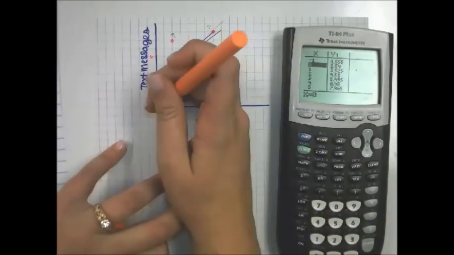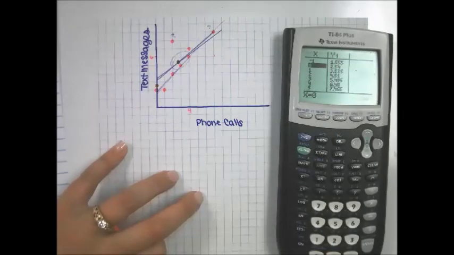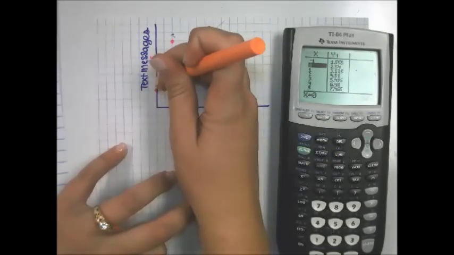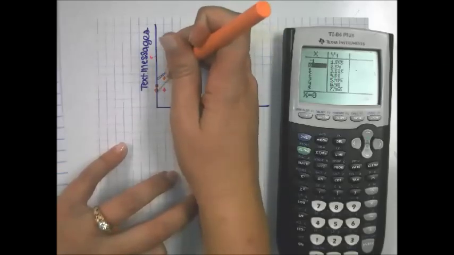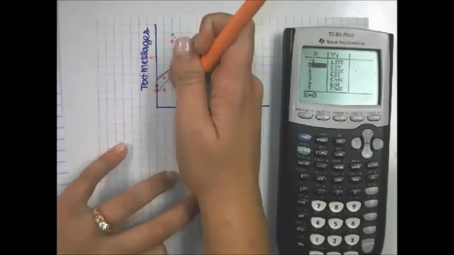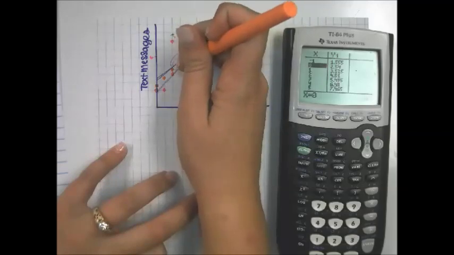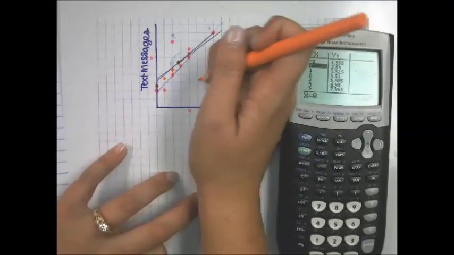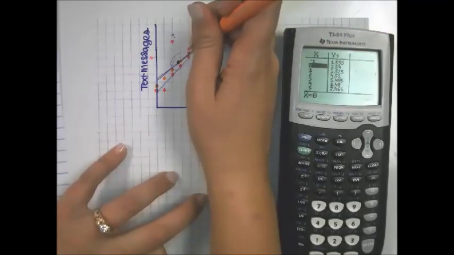So I'm going to use orange, 0 and then 2.5. 1 and then 3.5-ish, okay? 2 and 4.51. 3, 5.49. 4 and 6.48. Okay, 5 and 7.46.